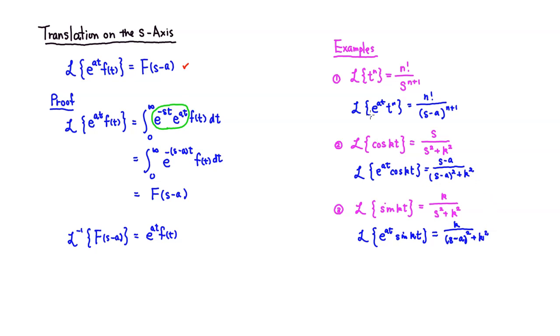So when you have e to the at in front, all you have to do when you take a Laplace transform is find the Laplace transform of the rest of it and then do the shifting by a units. All right, that's it. I hope that this was clear.